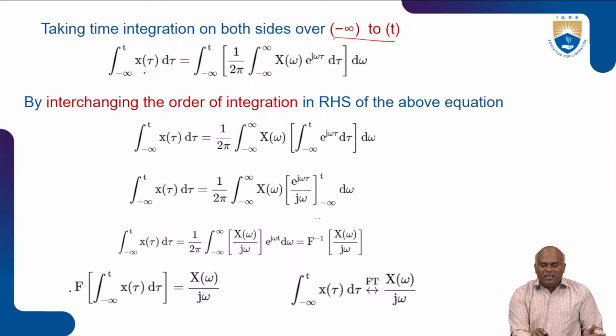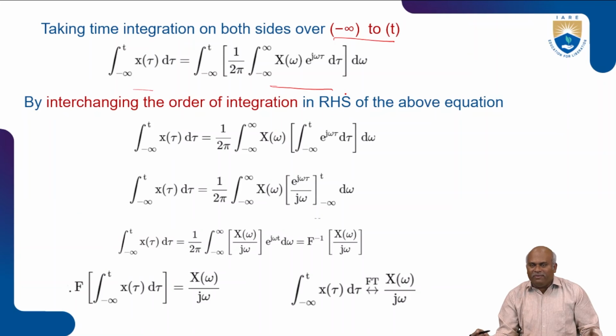The integration of x of tau d tau is equal to the integration from minus infinity to t of 1 by 2 pi, integration from minus infinity to plus infinity on the right side of X of omega e power j omega tau d omega. On both sides, left as well as right, we integrate with the limit of minus infinity to t with d tau. Now on the right side we need to interchange the order of integration.